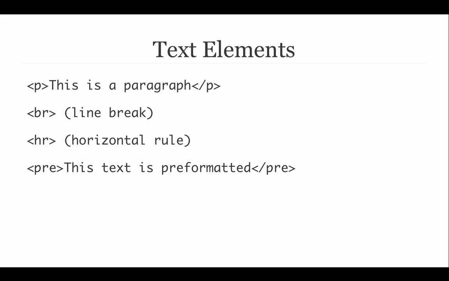This first one is the p element, which designates a paragraph. This next one is a line break, and that will create a line return. And we also have HR, which is a horizontal rule or a line across the page. And the pre tags allow us to surround content that has spaces and line returns in it, and it will maintain all of those spaces within the browser.